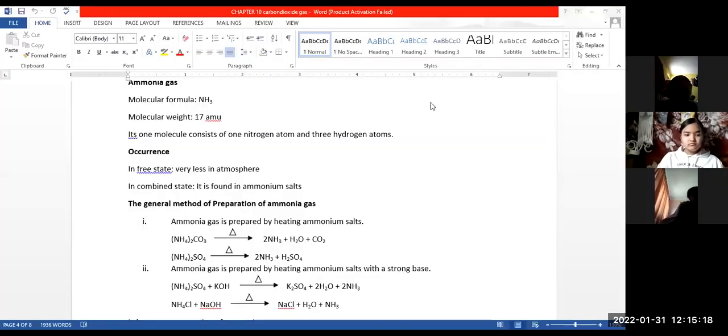Now, the molecular formula of ammonia gas is NH3. Its molecular weight is 17 AMU, and I think you have already known about the concept of molecular weight, as molecular weight is the sum of atomic weights of the atoms present in a molecule. That is called a molecular weight. So this is 17 AMU for ammonia. Its one molecule consists of one nitrogen atom and three hydrogen atoms.